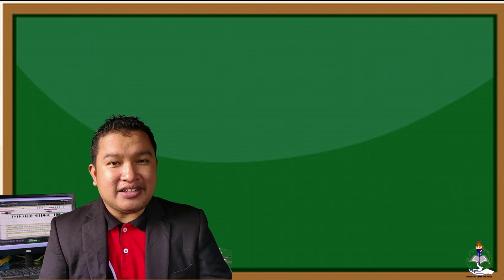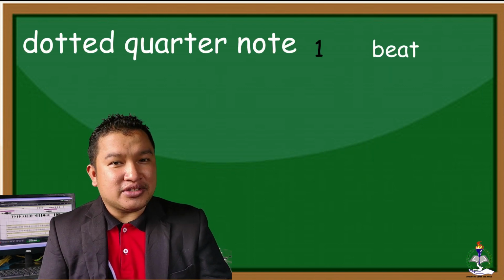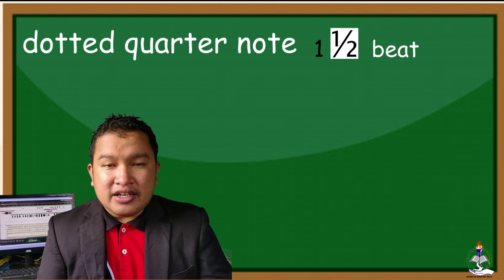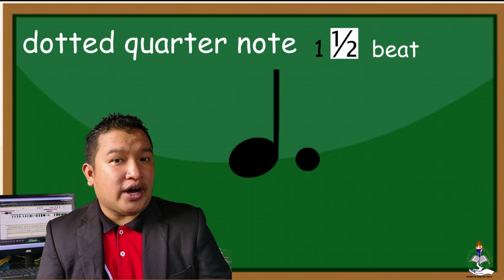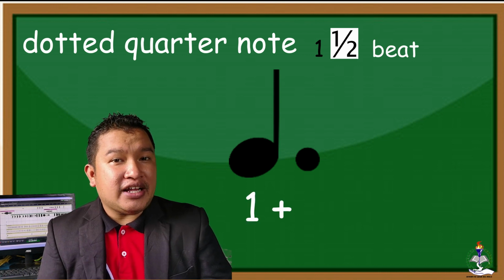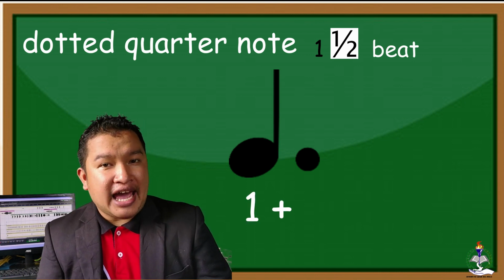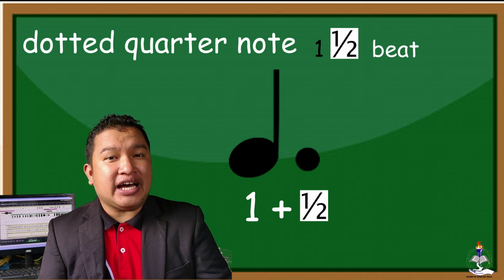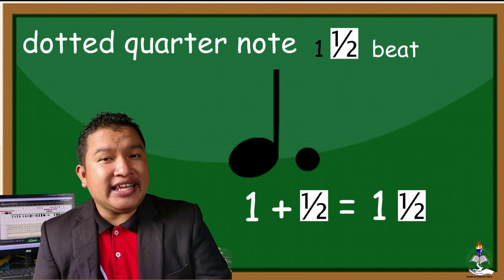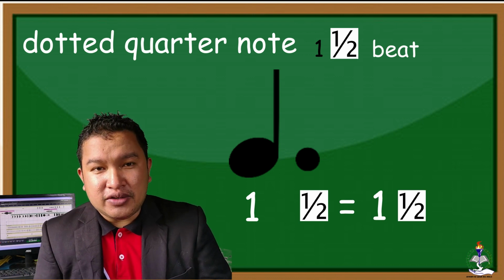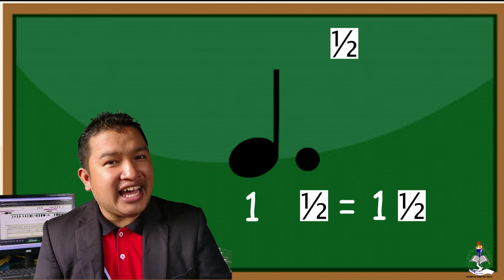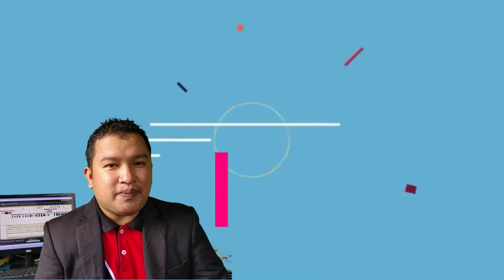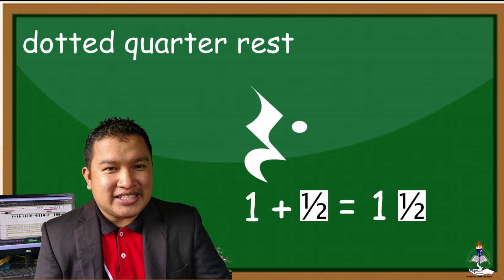For example, a dotted quarter note gets a 1.5 beat because the value of a quarter note is 1 plus the value of a dot, which is the half of the quarter note, that is 1/2. So 1 plus 1/2 is equal to 1.5. That's why the value of a dotted note is 1.5. Did you understand? The same value is applied to a dotted quarter rest.